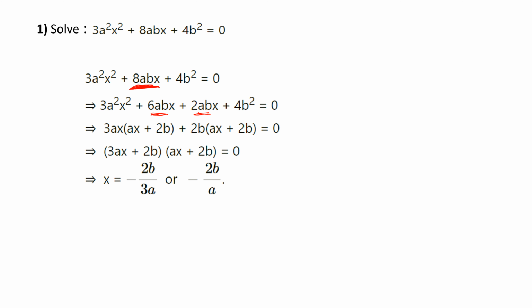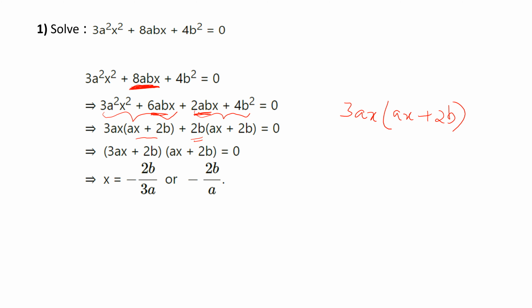6ab plus 2ab. Now what we can do is from the first two terms we can take common factor. We can see 3 is common, a is common and x is also common. So when you take 3ax as a common factor, the first term you will get ax inside the bracket and the second term you will get 2b. And from the next two terms, we can take 2 and b as common factors. So when you take 2b as a common factor, we will get again ax plus 2b.